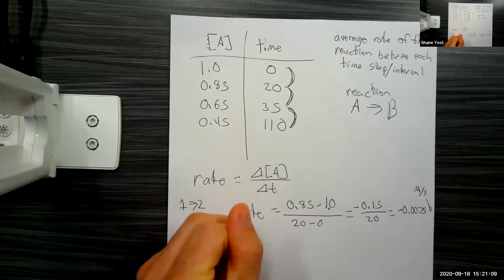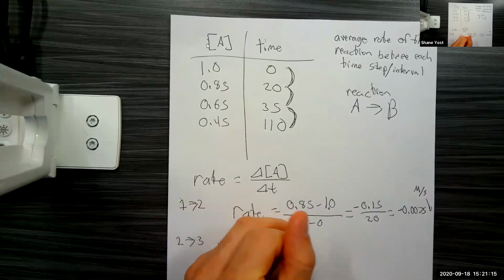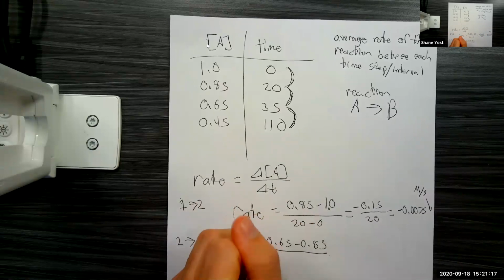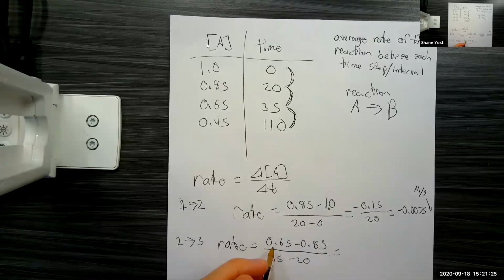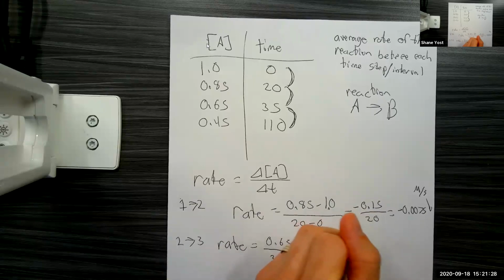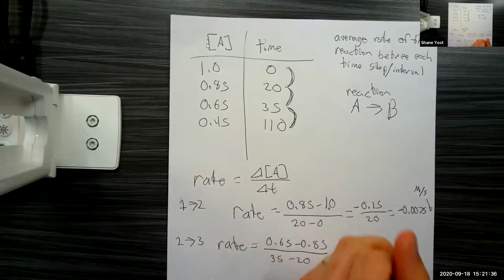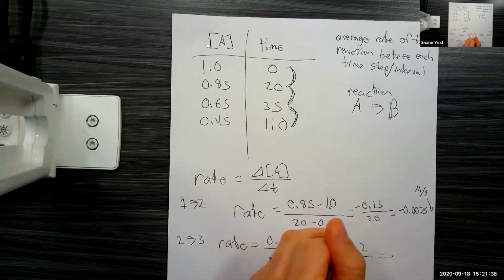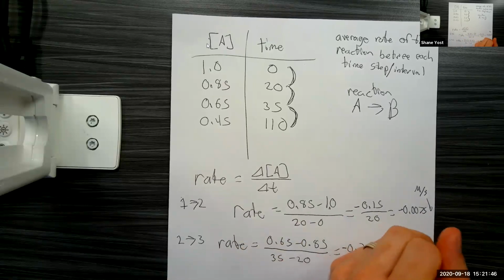My rate is equal to then 0.65 minus 0.85 over 35 minus 20. Which is then what? 0.2 divided by 15. This equals, oh, there should be a minus sign here, sorry. Negative 0.2 divided by 15. So that gives me negative 0.013 moles per second.